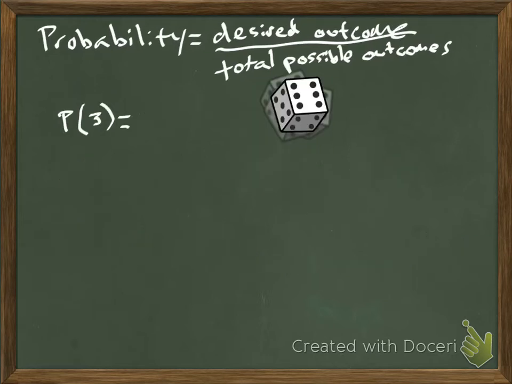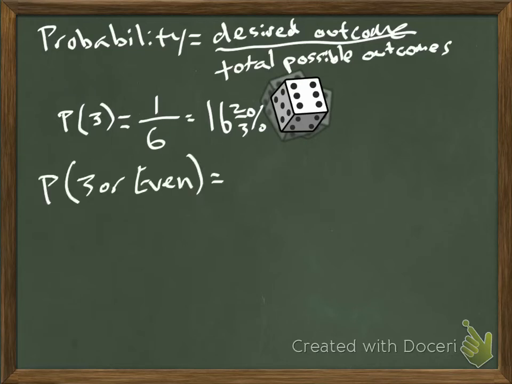Let's use another example. Let's think about rolling a dice. If I roll a single die, I want to know the probability of landing on a 3. Well, again, I'm going to write the desired outcomes over the total possible outcomes. In this case, one number is a 3, and there are 6 total possible outcomes. So 1/6. That would give me about a 16 and 2/3% chance of landing on a 3 when I roll a dice.